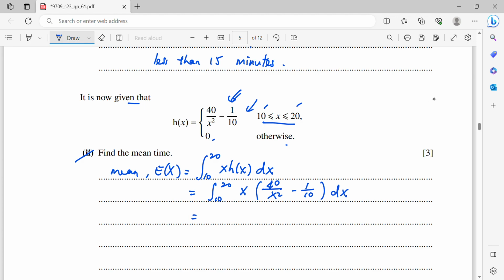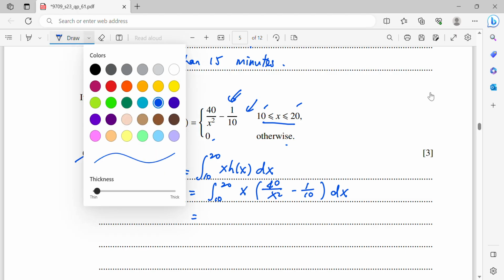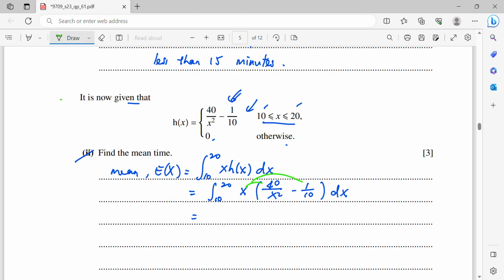Before we integrate, we need to expand first. Okay, times in the x to the bracket. So now I will get the integral from 10 to 20. x times 40 over x squared means that you are getting 40 over x. Then the next term is going to be negative 1 over 10x dx.